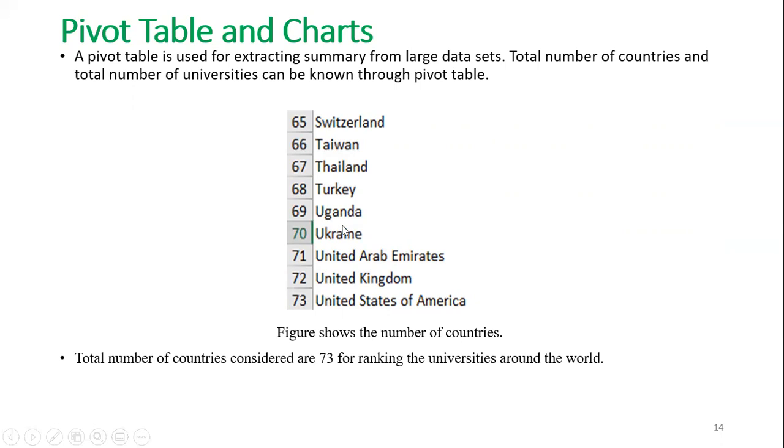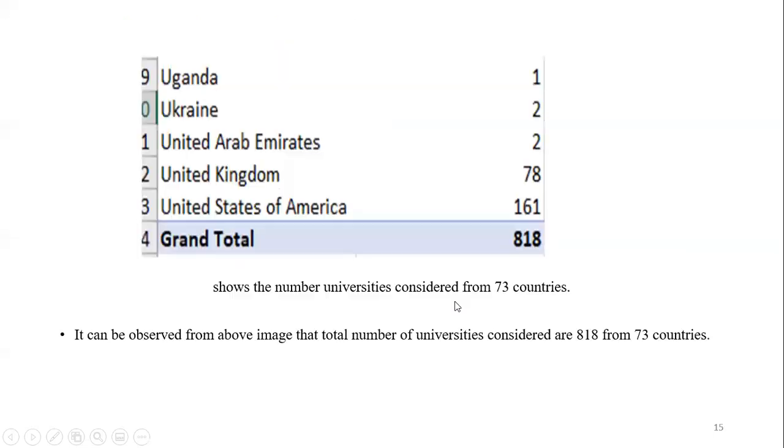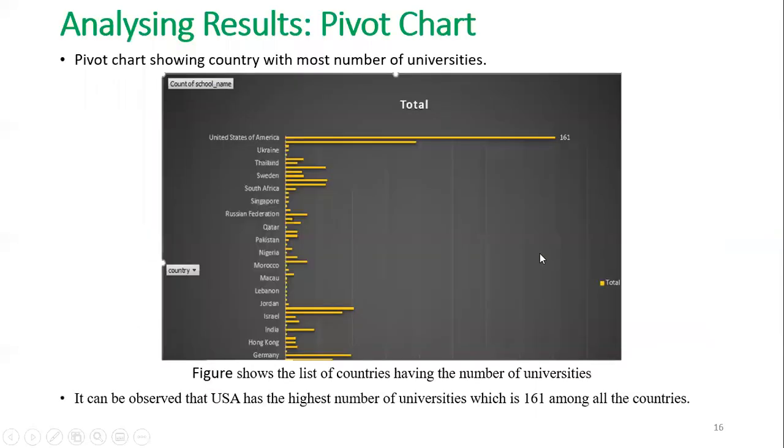So here this figure shows the number of countries. The total number of countries is considered as 73 for ranking the universities around the world. So this is another pivot table. This figure shows the number of universities considered from 73 countries, that is 818. So it can be observed from the above image that the total number of universities considered are 818 from the 73 different countries.